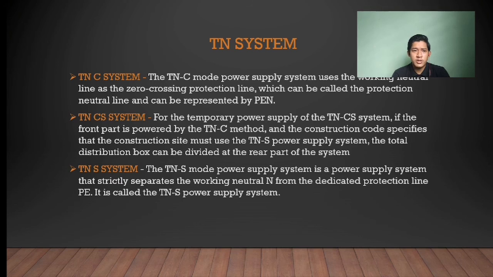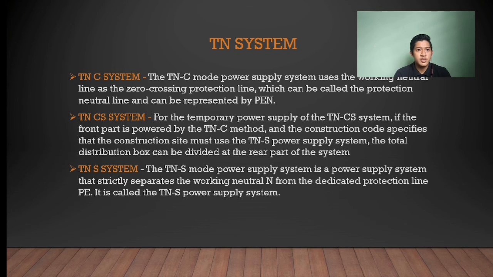We are going to the TN system. The TN system is divided into three systems: the TN-C system, the TN-C-S system, and the TN-S system. The TN-C mode power supply system uses the working neutral line as the protection line, which can be called the protection neutral line and can be represented by PEN.